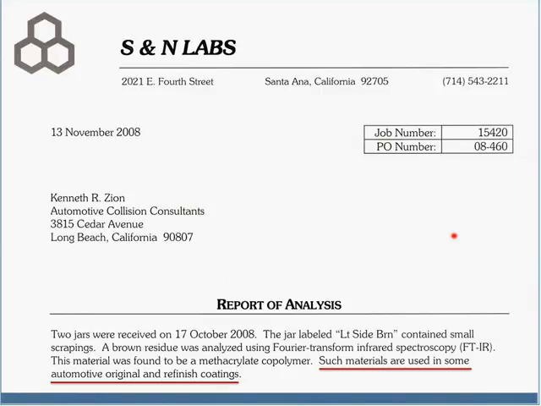I'm trying to determine the origin of this damage. I send the material out to the lab, the transfer material I collected off of the side of the fender, and it comes back from the lab and it says, yeah, it could be automotive original and refinishing coating. It could be automotive paint.